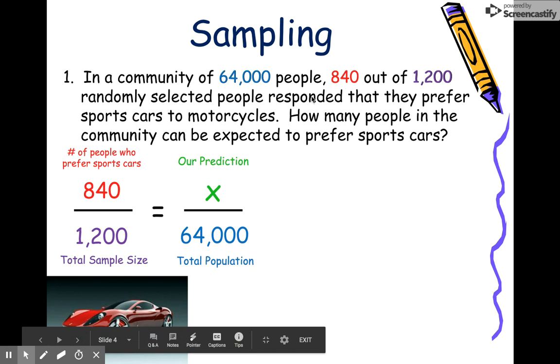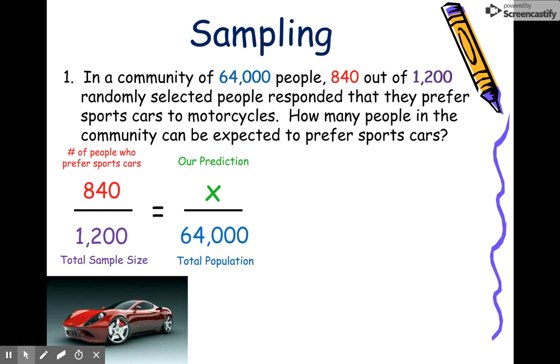So that's how we would set this up. Then to actually solve the proportion, we're going to use something called cross multiplication. So you've probably seen this in the past, but just as a reminder, what you do is you're multiplying the opposite parts of the fraction. So what that would look like is 1,200 gets multiplied by x, which becomes 1,200x because we don't really know what x is yet.